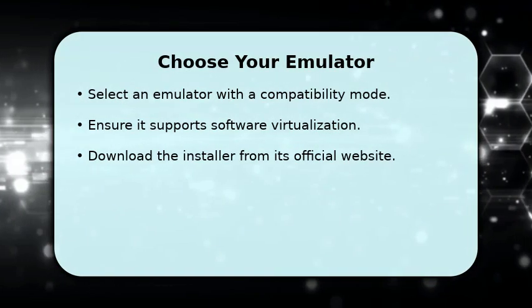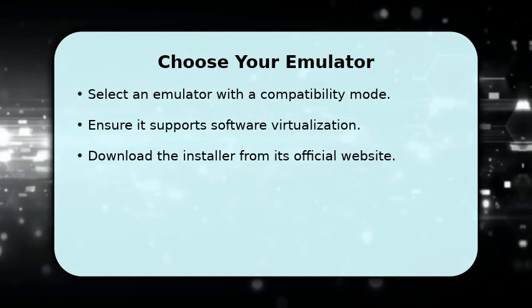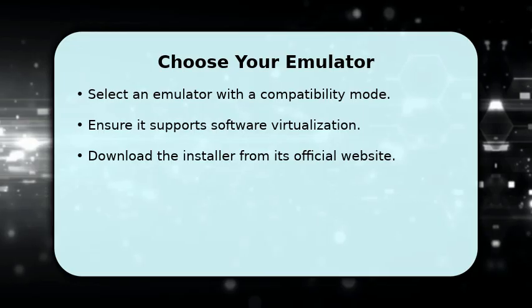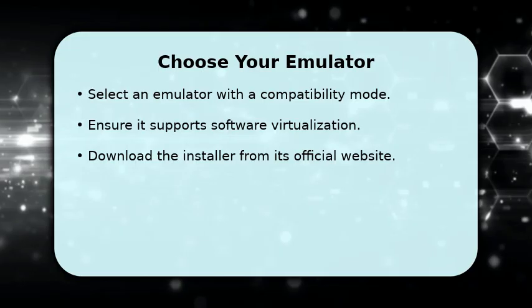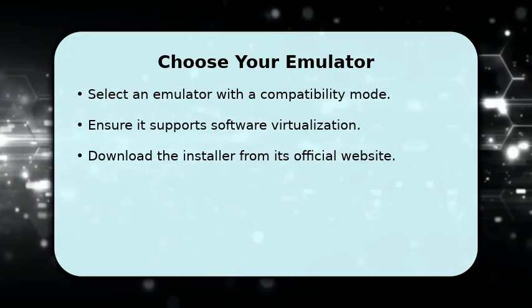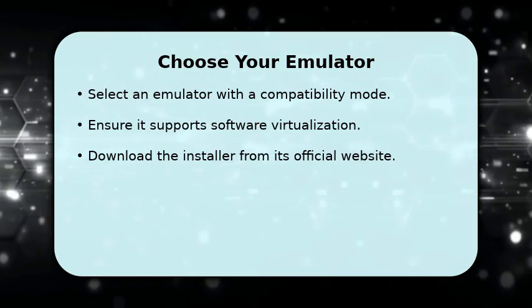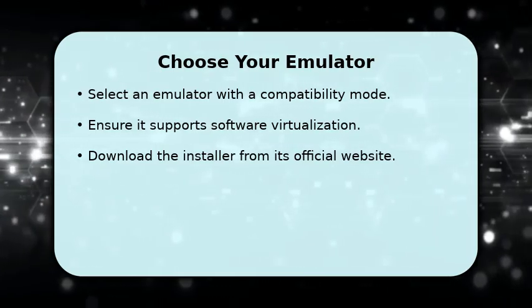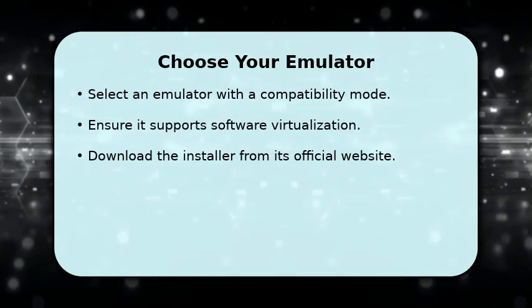First, you'll need to select an Android emulator that offers a compatibility mode, meaning it can run without needing hardware virtualization enabled in your computer's BIOS. Look for emulators that specifically mention support for software rendering or a non-VT mode. Download its installer directly from the official website to ensure you get the legitimate and latest version available.